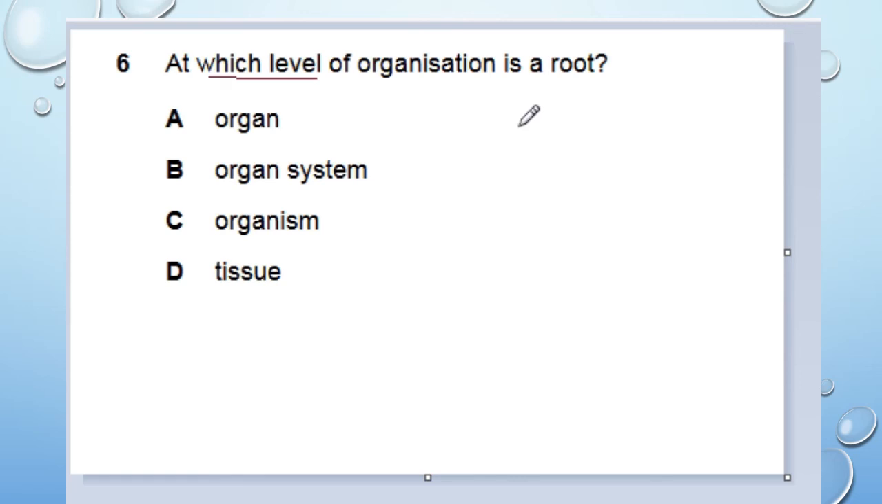So we know that it's not an organism because the organism is the entire plant. We know it's not tissue because the root is built of different kinds of tissue, so it can't be that. So we have organ and organ system left. Well, the organ system here, in the plant, will be the root and the xylem and the phloem, so it can't be the organ system. So the only option left, which by the way is also the one that's right, is A, an organ. So the root in the plant is an organ.